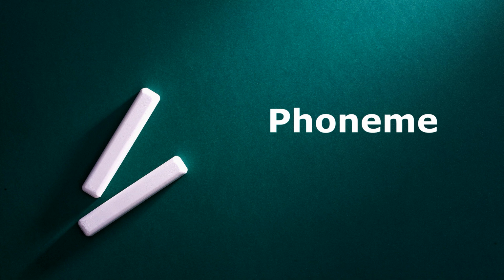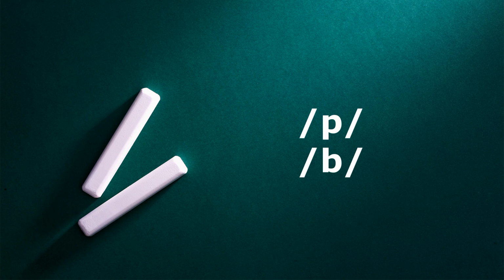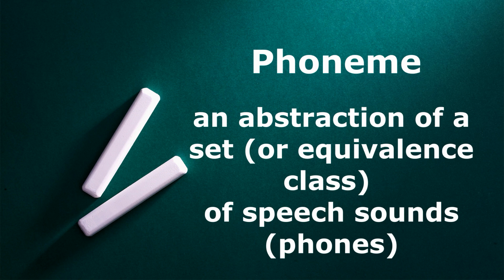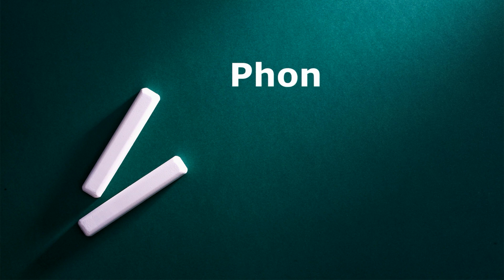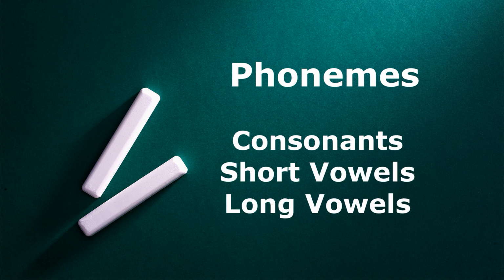Phonemes that are established by the use of minimal pairs such as tap or tab, pat or bat are written between slashes. A phoneme is generally regarded as the abstraction of a set of speech sounds known as phones that are perceived as equivalent to each other in a given language. The first thing one needs to learn is how to identify and categorize phonemes as either consonants, short vowels, or long vowels in a single syllable spoken word.